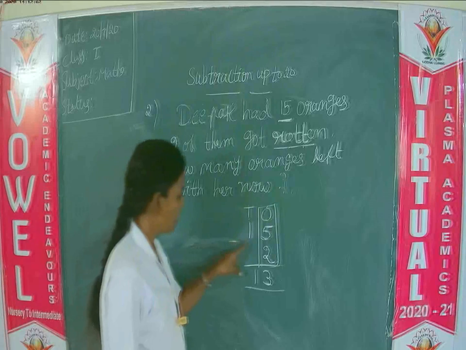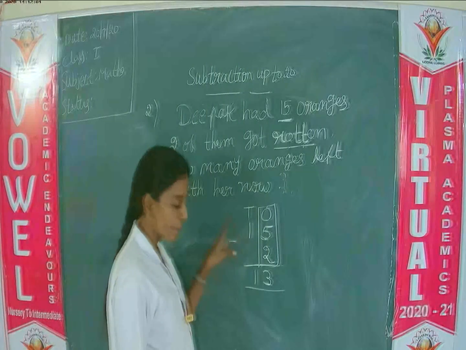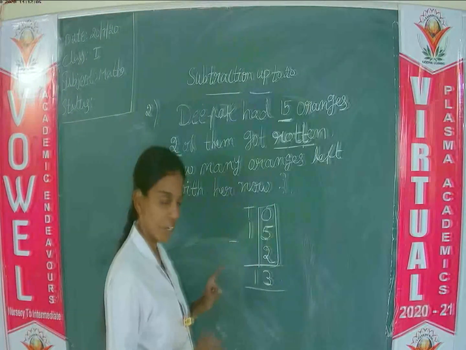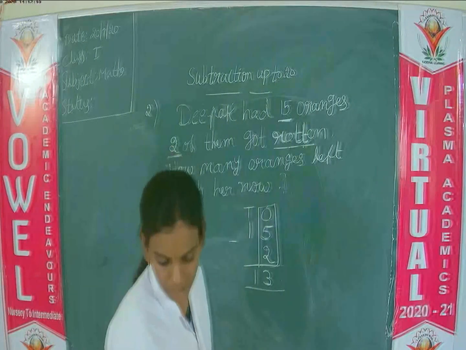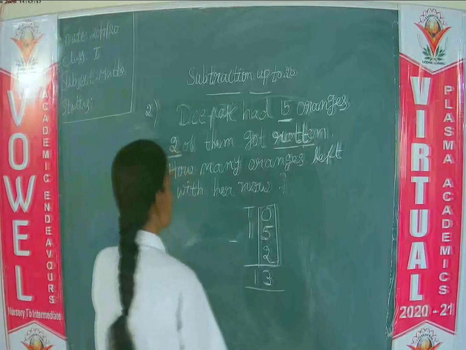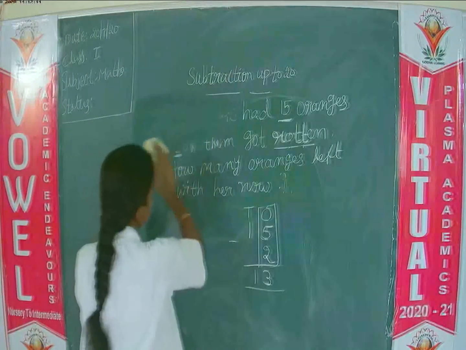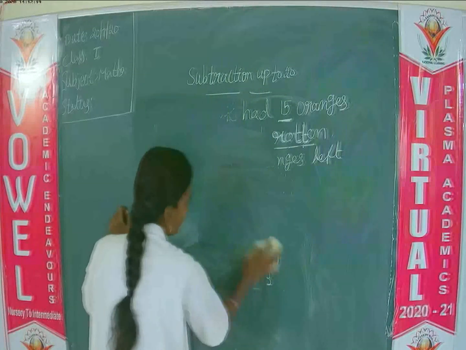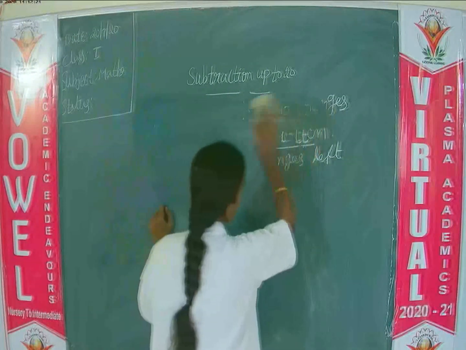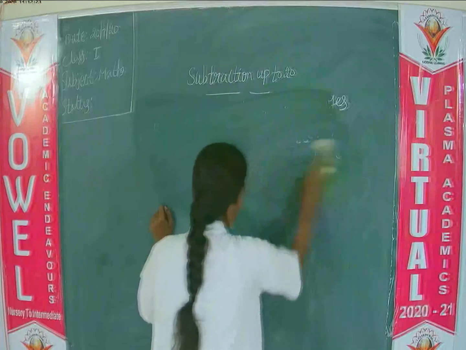So Deepak had 15 oranges. In that 2 oranges are rotten. So 15 minus 2 how much? 13. Okay children? So one more word problem we will see. Then you can understand more examples if you practice.